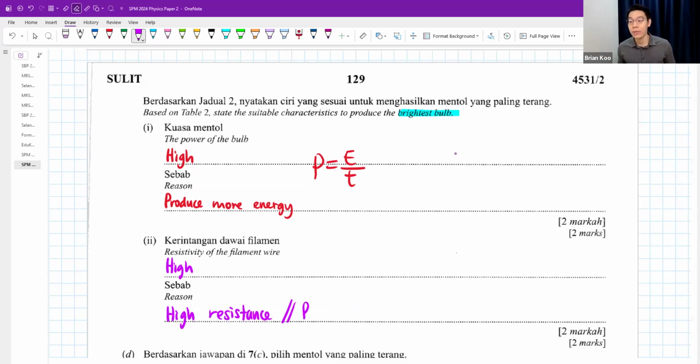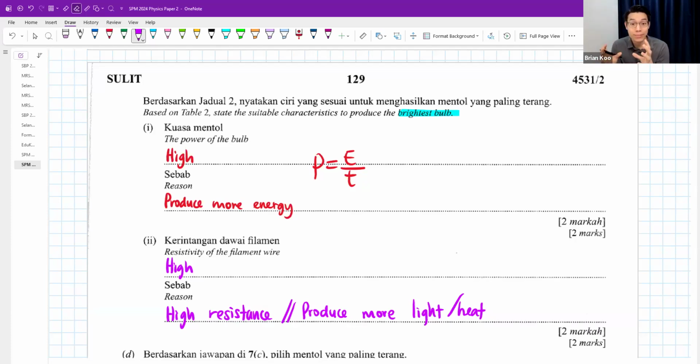Then I can also say I will produce more light. You want to say produce more heat also can. So this is a concept that is similar to a heating element also. Anytime you want more heat, more light, resistivity needs to be high. Okay, resistivity needs to be high so that the resistance is high. Guys, high resistance is going to force the electrical energy to convert into other forms like heat and light.